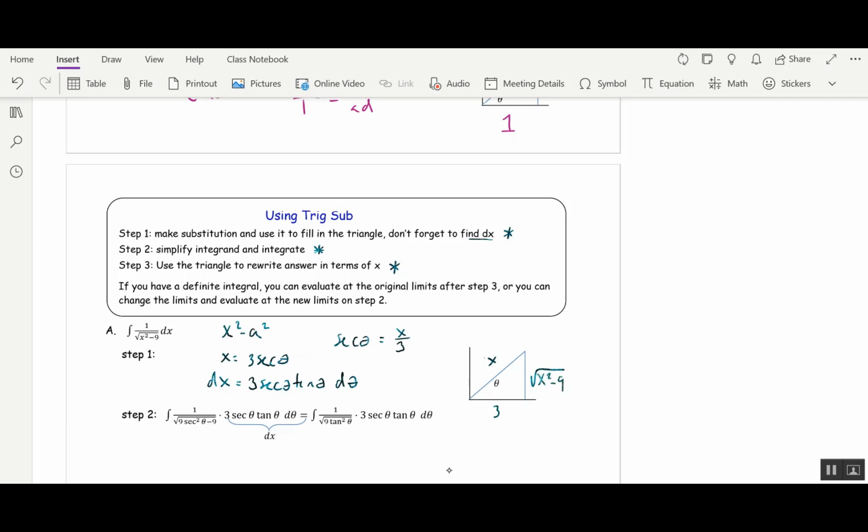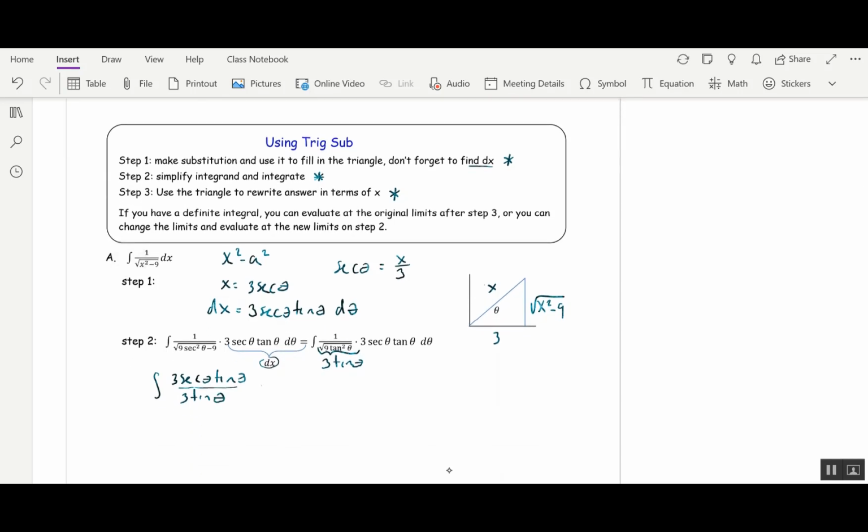And now we're good to go for step 2. We replace everything in terms of theta. So the dx gets replaced with 3 secant theta tangent theta d theta. And we replace square root of x squared minus 9 with square root of 9 secant squared minus 9. Now, we've already done that simplification on the previous page. We know that this simplifies to 3 tangent theta. So our new integral is the integral of 3 secant theta tangent theta on top and a 3 tangent theta on the bottom, d theta. The 3's cancel, the tangent thetas cancel, and we're integrating secant theta d theta.